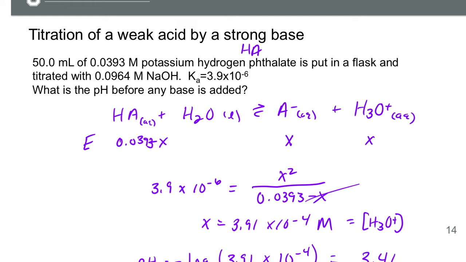Everyone okay with this problem? Okay. Questions on that? Let me give you a chance. Questions? Wasn't the Ka 3.9, not... Yeah, you know what? That caught me too. It might be the 3. It might be the 6. It would make more sense to be the 6.